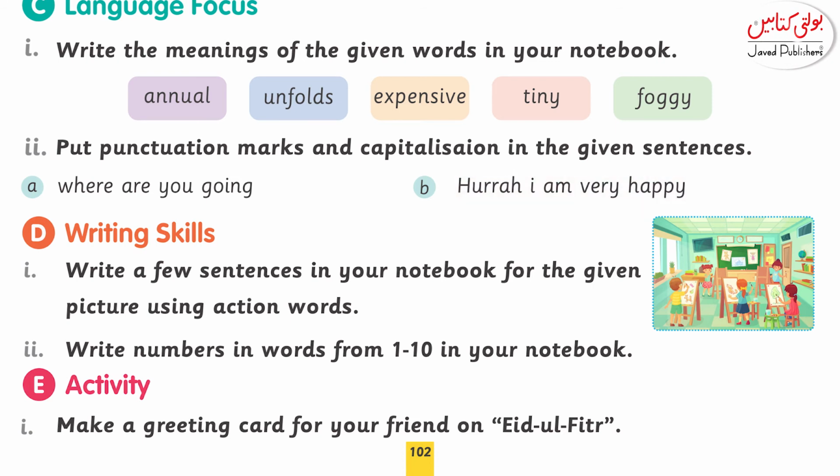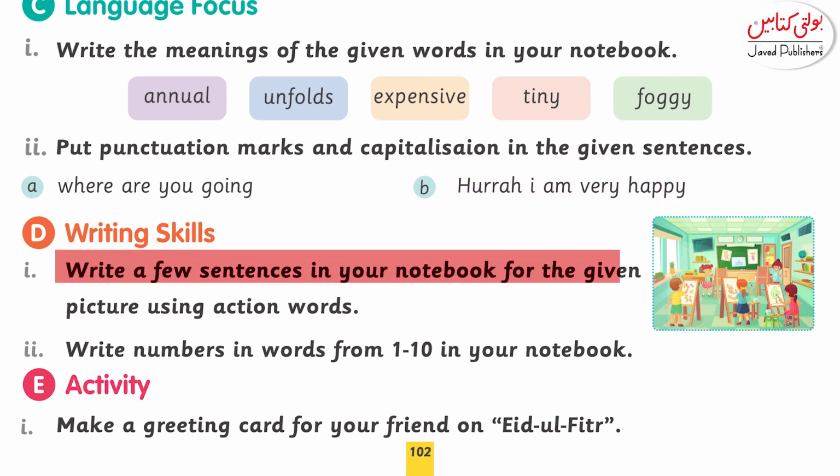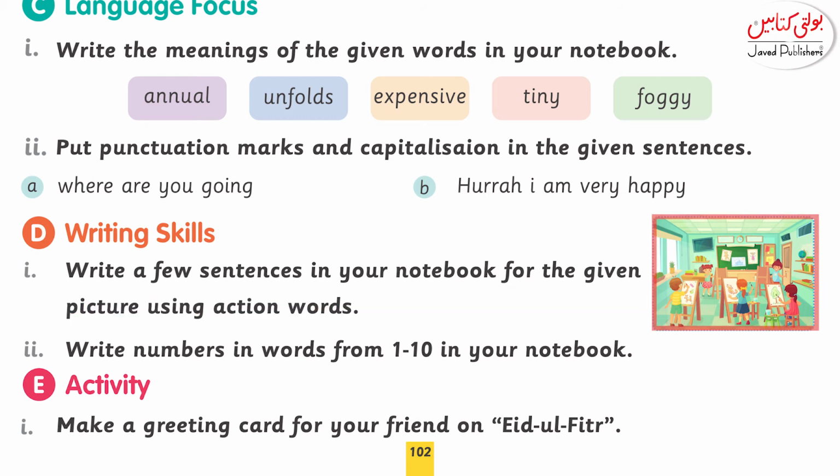Writing skills. Write a few sentences in your notebook for a given picture using action cards. In this picture, a teacher is taking an art class. The students are painting on canvas. They are using different colors. The teacher is giving them proper instructions to complete their artwork.